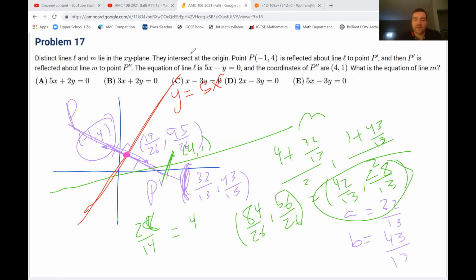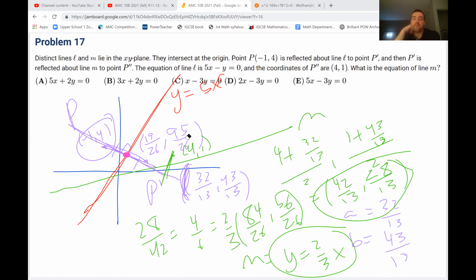Oh, not 28 over 14, sorry. 28 over 42, right? And 28 over 42 both can be divided by 7 to give you 4 over 6 or 2 over 3. So the line we're looking for is the line y equals 2/3 x, right? That's basically the line M. Now, looking at the answer choices, those are not there. But notice how we can write that as 3y equals 2x. And if 3y equals 2x, then 2x minus 3y must equal 0. So the answer is choice D.